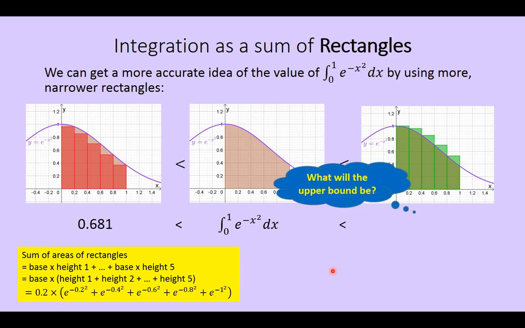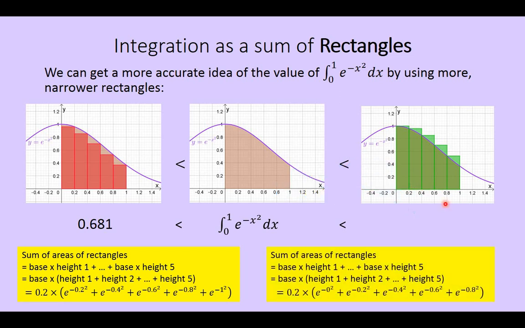It's the same story for the upper bound. So we have split the full range from 0 to 1 over 5 rectangles, so the base width of every rectangle will be 0.2. The heights this time are the y-coordinates of the curve for the left-hand side of each rectangle. So we look at the x values, the left-hand side of each rectangle. So that's going to this time start at 0, go up in 0.2s until we get to 0.8.